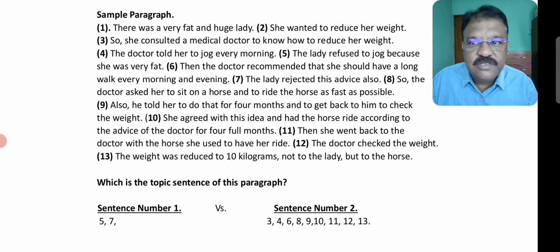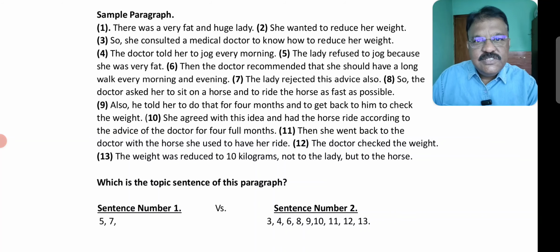Now sentence number 7. The lady rejected this advice also. My dear viewers, why do you think the lady rejected this advice? She rejected it because she thinks she is already very fat and she cannot have a long walk. So, sentence number 7 supports sentence number 1. So, put a tick by the side of sentence number 1 on your paper. Good.